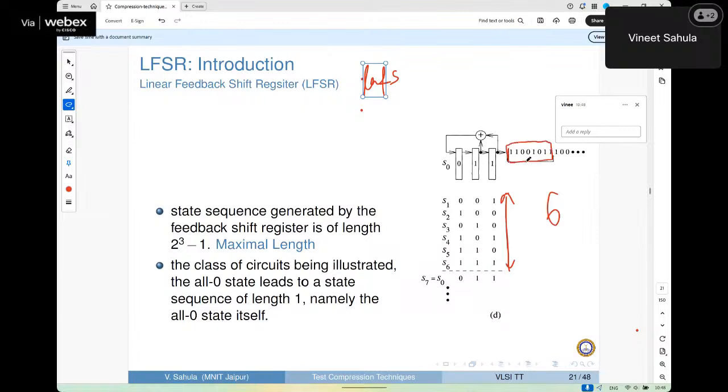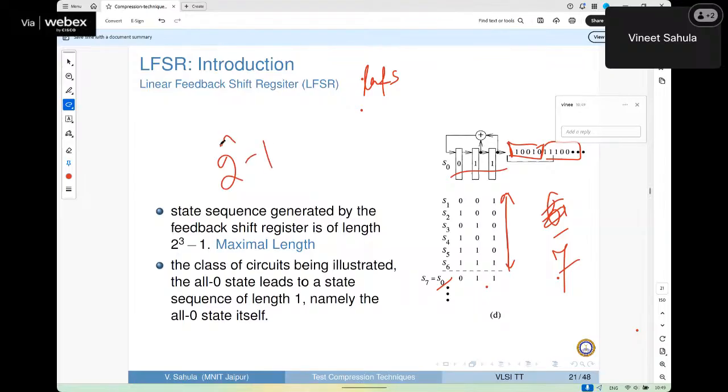period 6, repeated otherwise. So this sequence is repeated after every 6. Period is 6, and this is maximal length possibly 6 or 7, right? 7. Initial state is 0 0 0 0 1 1. So length is 7, and 7 length is maximal length.